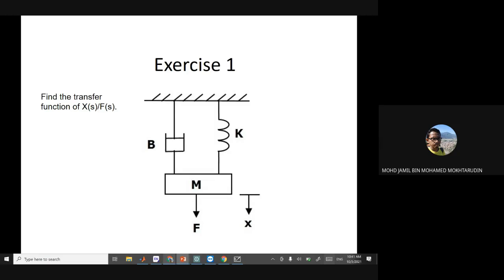Okay, so the first step you need to do is you need to determine the input. So the input is the force F, and the output is the displacement of the box X. Okay, so after you decide on the input and output, then you can draw the free body diagram.